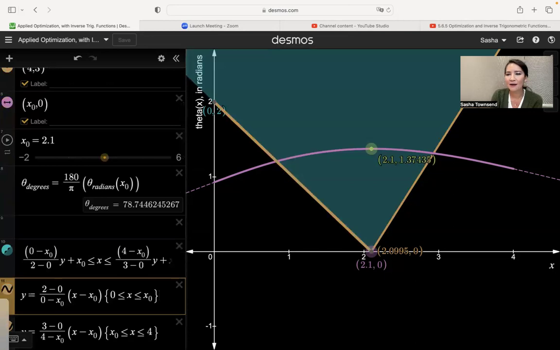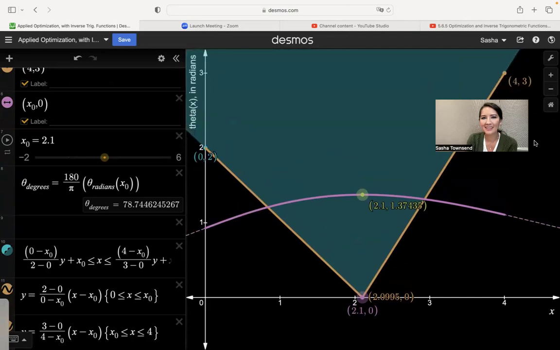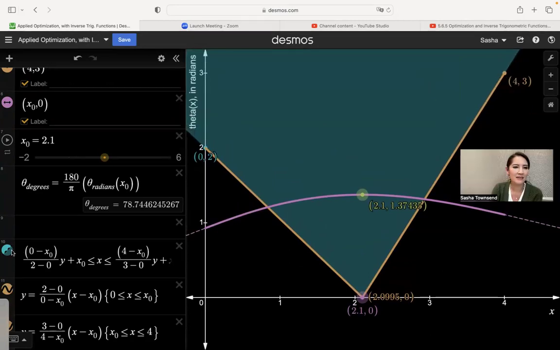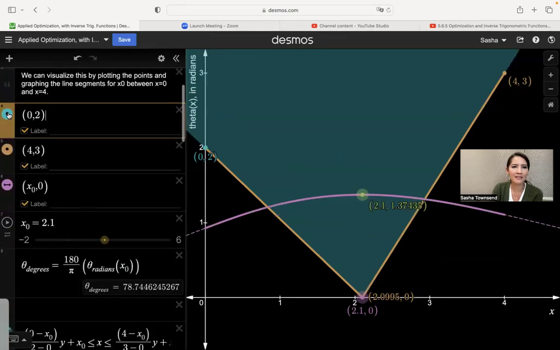So this is our picture. And here are our points. We have x naught, x equals 0, y equals 2. We have x equals 4, y equals 3. And then we have x equals x naught, y equals 0. So that's that point down there. And we're just trying to maximize the angle between these two orange line segments.